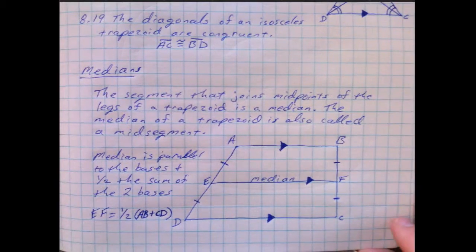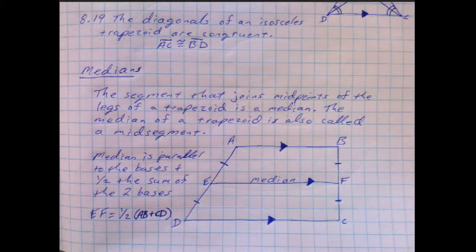Trapezoids also have what's called a median. A median is a segment that joins midpoints of the legs of a trapezoid. The median is also called a mid-segment. You may remember back in semester 1 we spoke about a mid-segment. So this is the same thing. A median is parallel to the bases, and it's half the sum of the two bases.